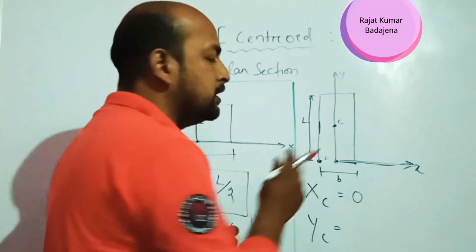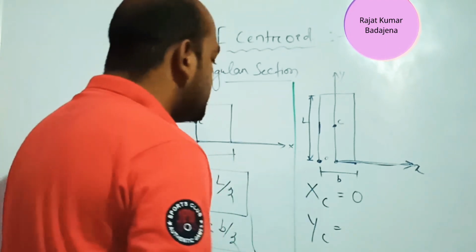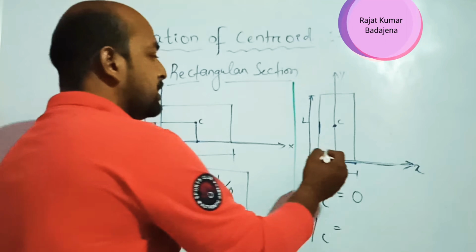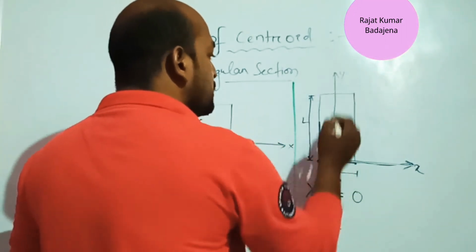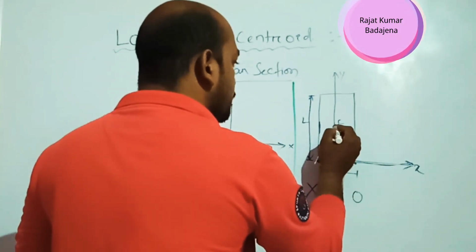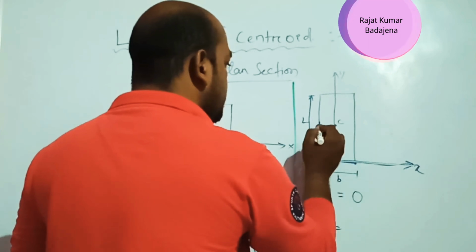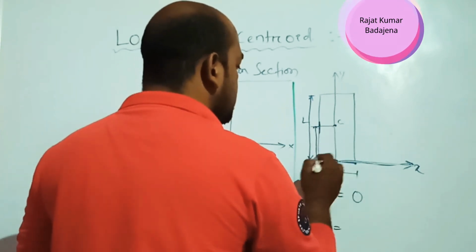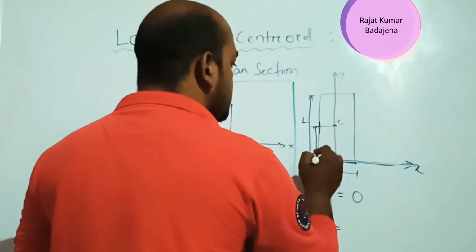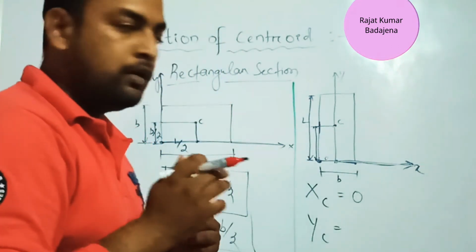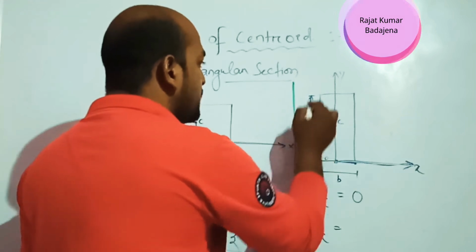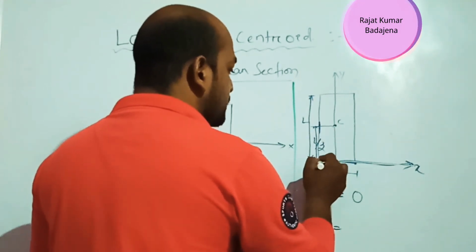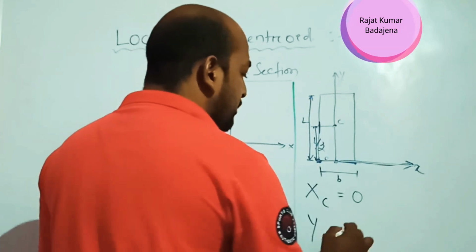That's why it will be 0. Okay, so next, centroid about the y-axis. That means this is the y-axis. So from this point you have to draw a perpendicular line like that. So this distance is known as what? This distance is known as the centroid about the y-axis. So this whole is what? L. That means this is L by 2. Okay, so this point to this point is L by 2.